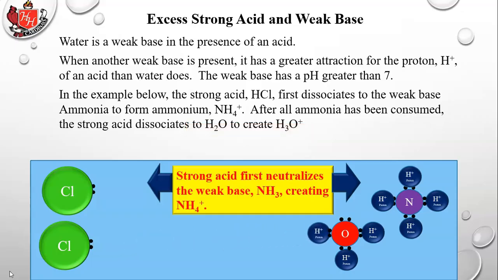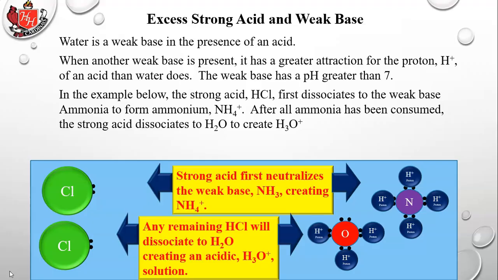Then the second proton will then go ahead and completely, 100% of the time, because it's a strong acid, dissociate to the water molecule to create the hydronium ion, H3O plus. So any remaining hydrochloric acid will dissociate to H2O, creating an acidic H3O plus solution. The H3O plus will lower the pH toward the acidic range.